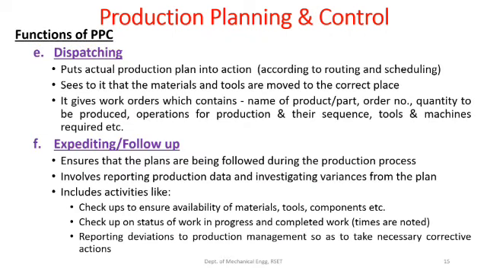Now the next function in production planning and control is dispatching, and dispatching basically puts an actual production plan into action. This production plan is put into action according to the routing, scheduling and loading established in the previous three functions. Okay, so this sees to it that the materials and required tools are moved to the correct work center at the correct times.